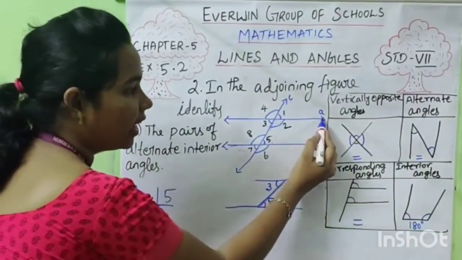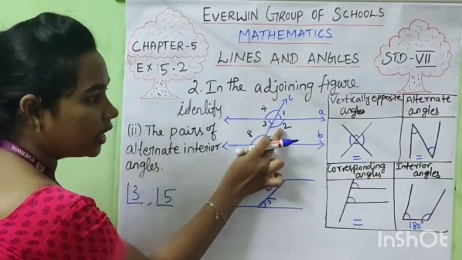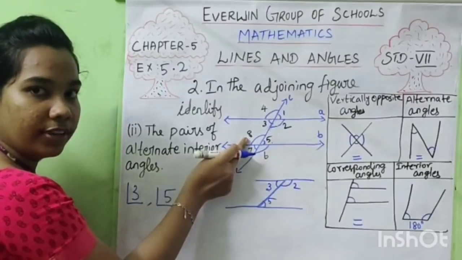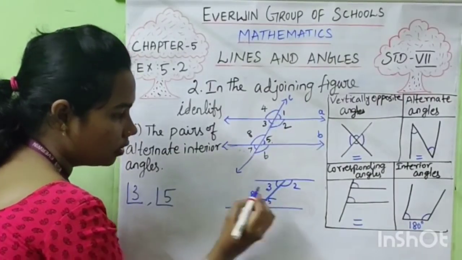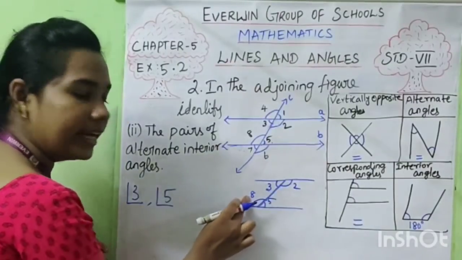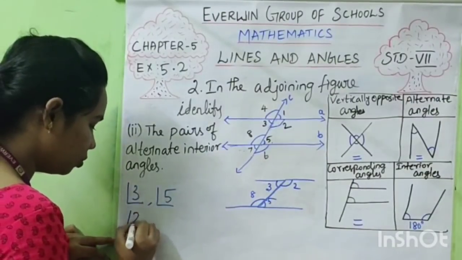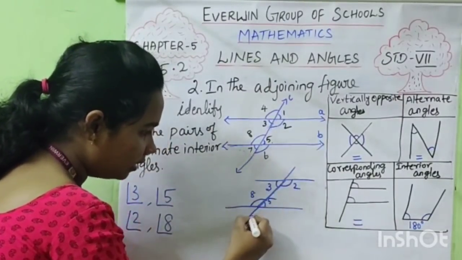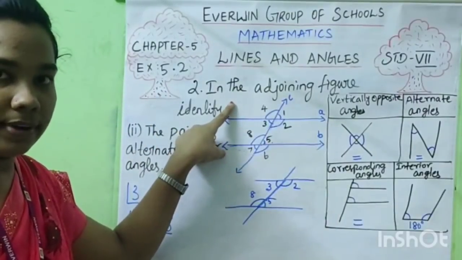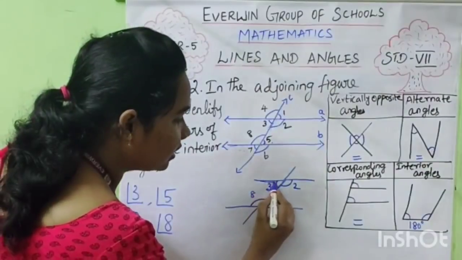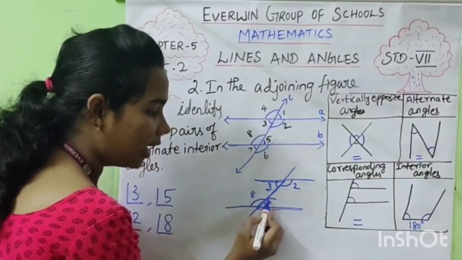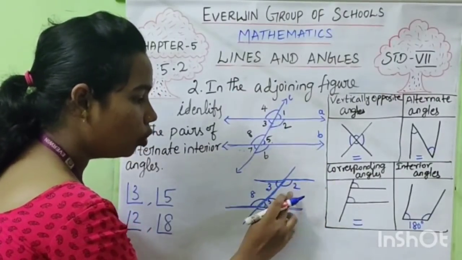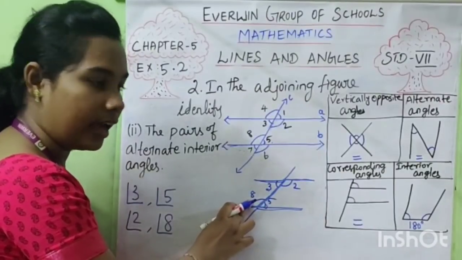Clear children? I have taken this part. So what is there inside of the Z? 2. So inside of the Z is 2. What is there outside of the Z? 8. So 2 and 8 are alternate angles. If I extend this line, it will look just like our given figure, right? See, clear? First this Z I am taking in this angle 3 and angle 5, and then the mirror image of Z I am taking in this, 2 and 8 are the alternate angles.